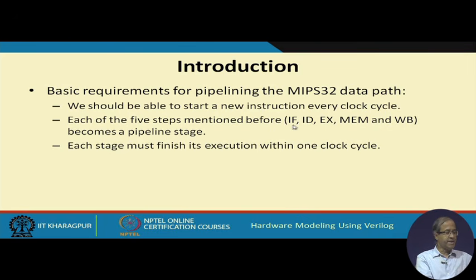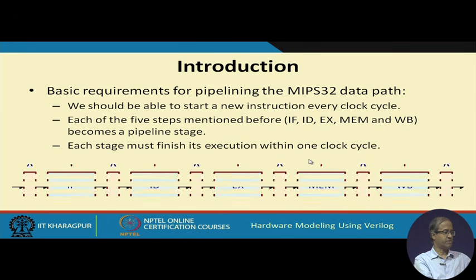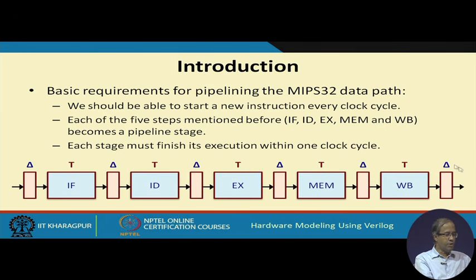Now, of course, one thing is important, you see there is a global clock. With the clock the data and the results are moving. So, every stage should be able to finish its execution within a clock cycle. Okay? So, that is another requirement. Each stage must finish its execution within a clock cycle. So, our overall pipeline will look something like this. These will be the 5 stages, and there will be pipeline latches separating the stages, just like we saw earlier.